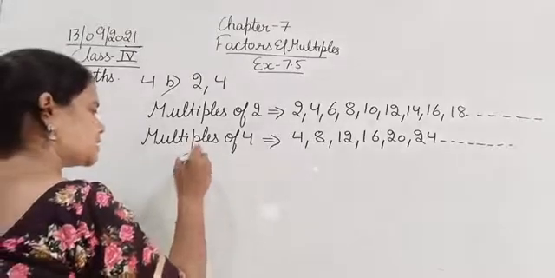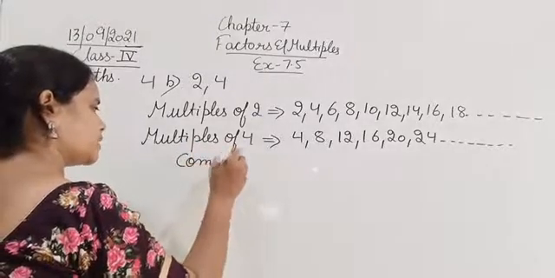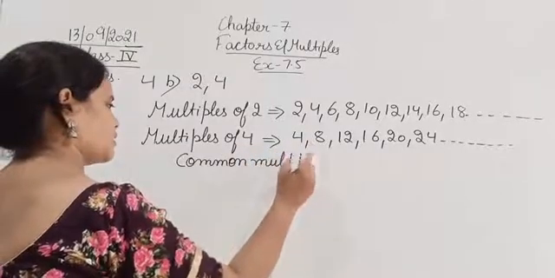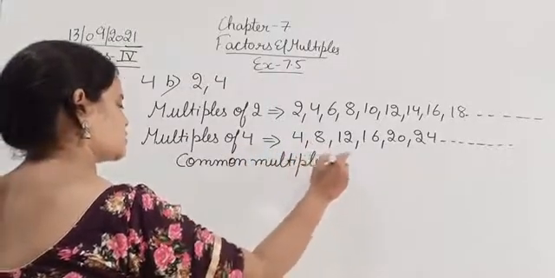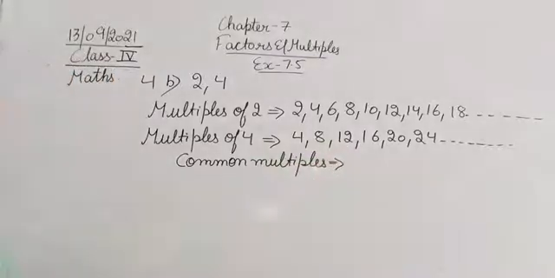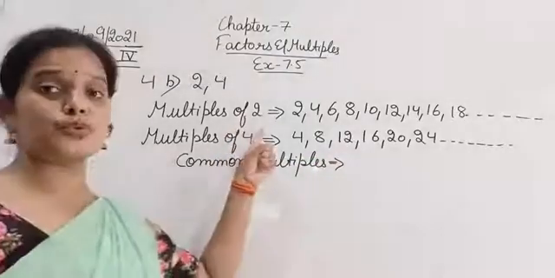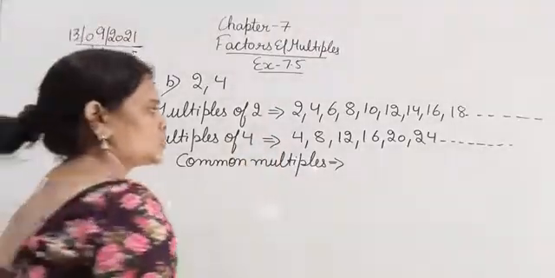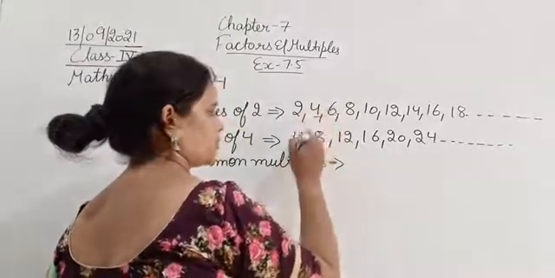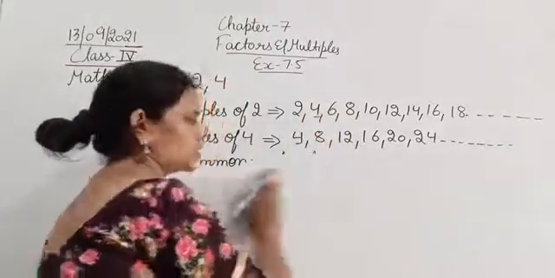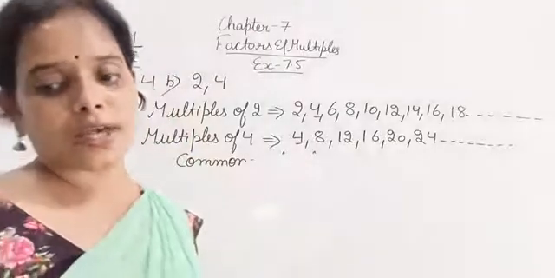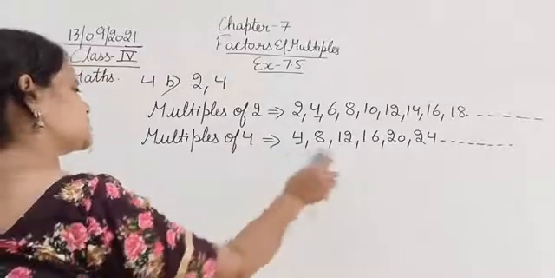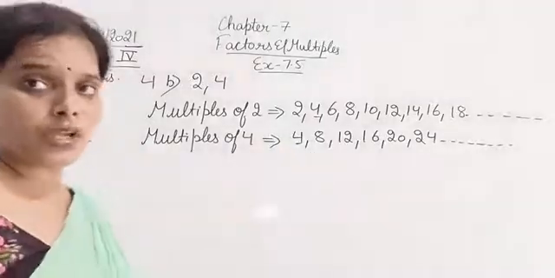Let's find the common multiples. The numbers which are multiples of 2 as well as multiples of 4 are common multiples. Okay, sorry, what is written in the question? In the question it is written that we have to list the first 3 common multiples.